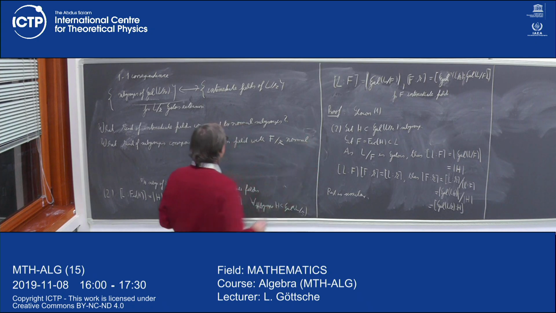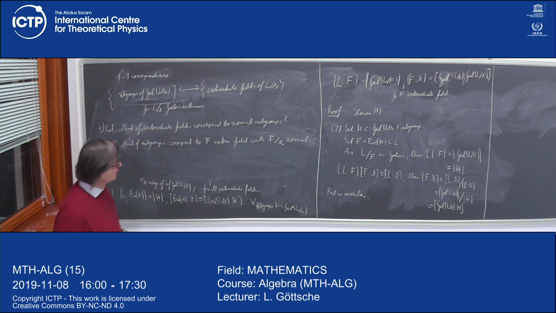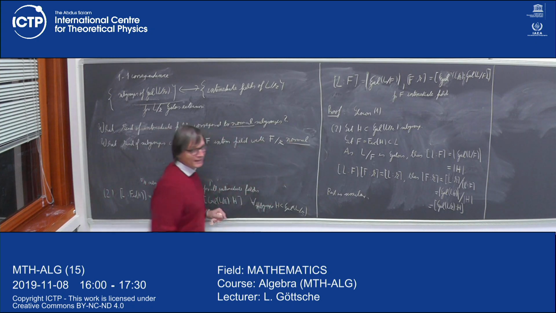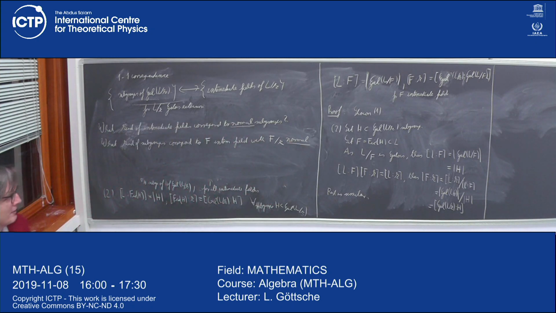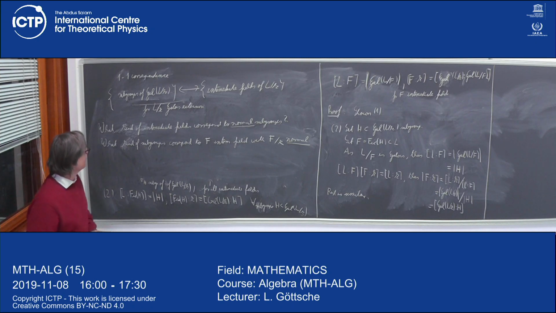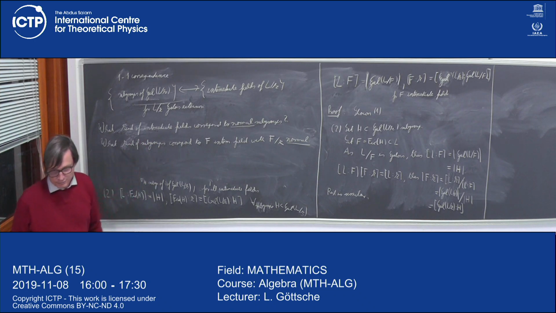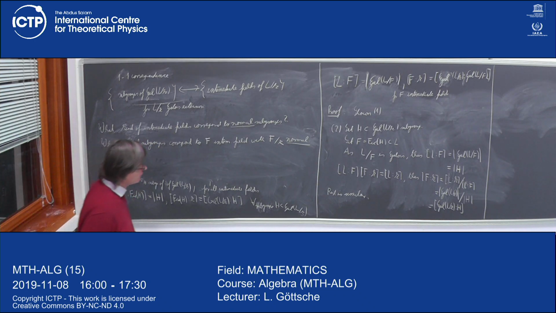So by some remarkable coincidence, we have here twice the same word, and so therefore the natural conjecture is that these two statements should be equivalent. So that the intermediate field is normal if and only if the corresponding subgroup is normal.